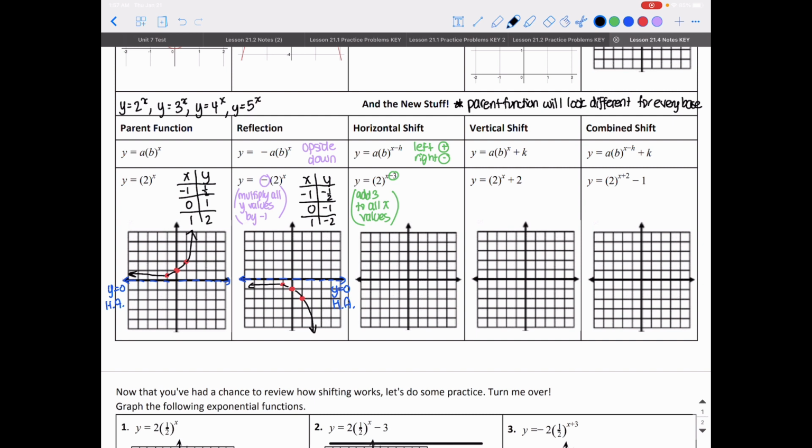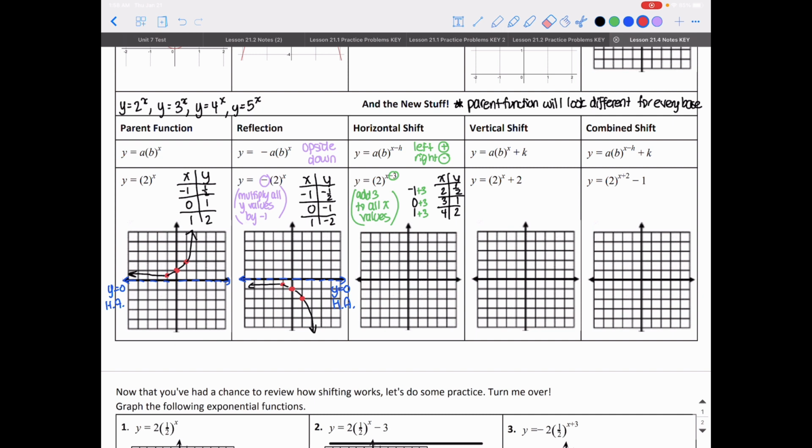So what I'm going to do is look at the x values that I started with. I have -1, 0, and 1. I'm adding 3 to all of those to get my new x values. So my new table is going to look like this. I'm going to have 2, 3, and 4. And I'm still going to have the same y values. So I'm going to have 1/2, 1, and 2.